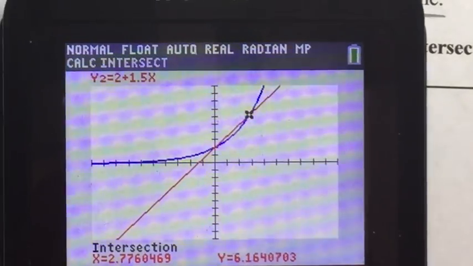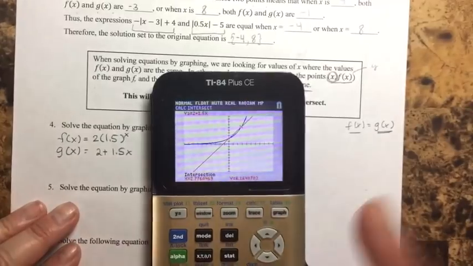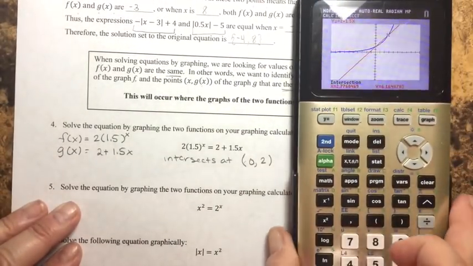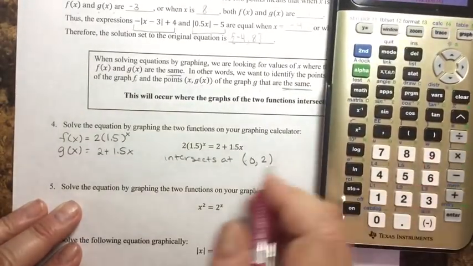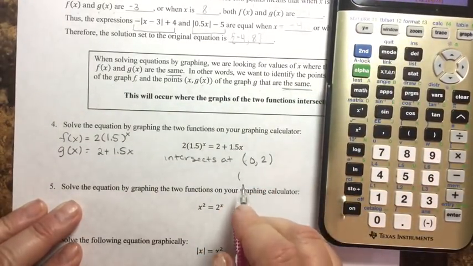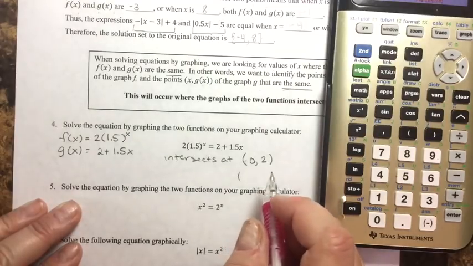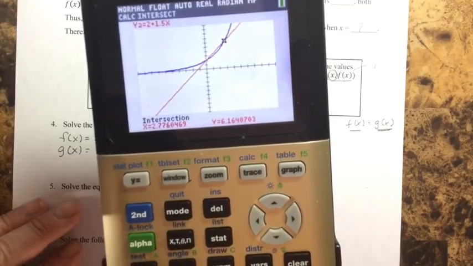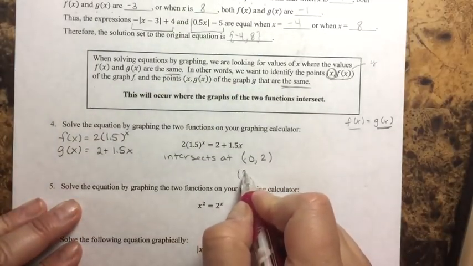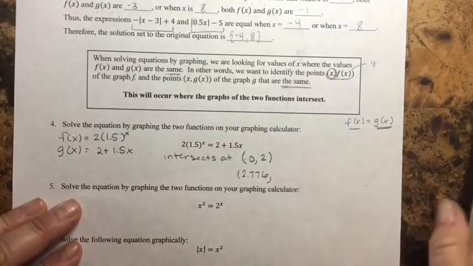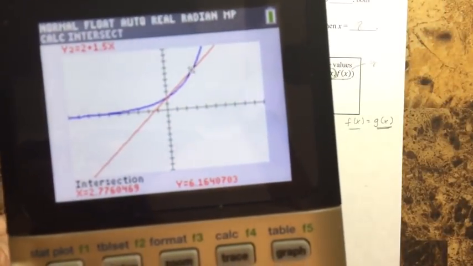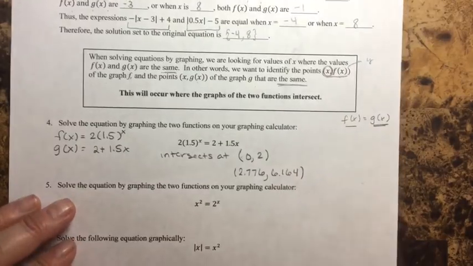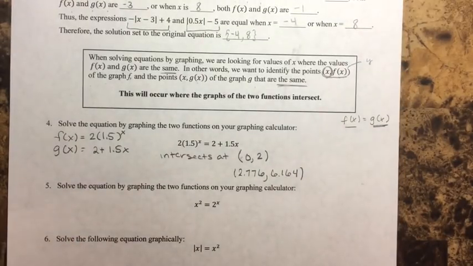Okay, so I'm going to zoom back in. Okay, so I'm going to write that point down right here. All right, so it also intersects at, I'm going to just give you about 3 decimal places, and let's see what they are. 2.776, comma, and my y is 6.164. Okay, so those are my 2 intersection points.